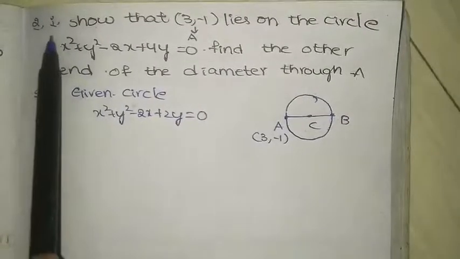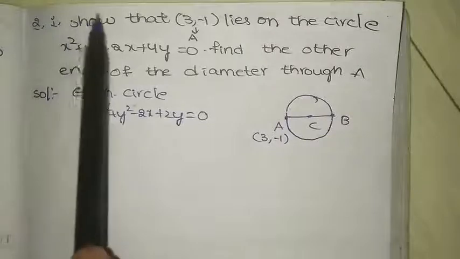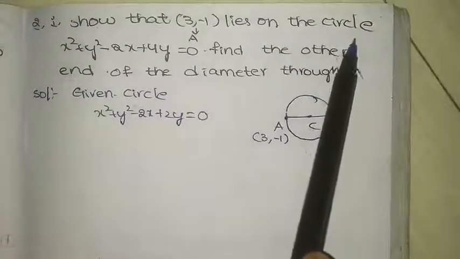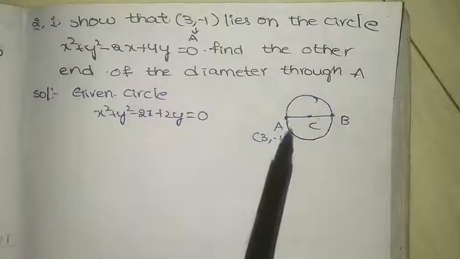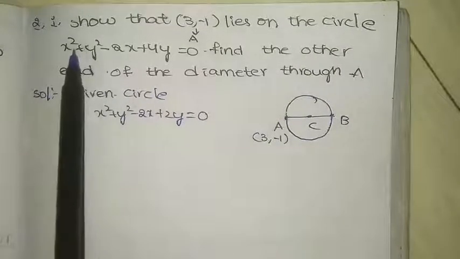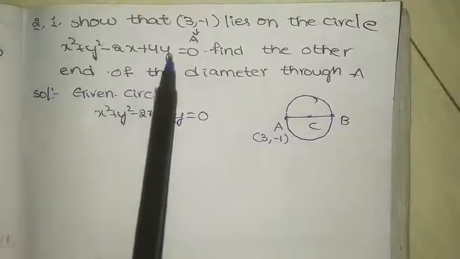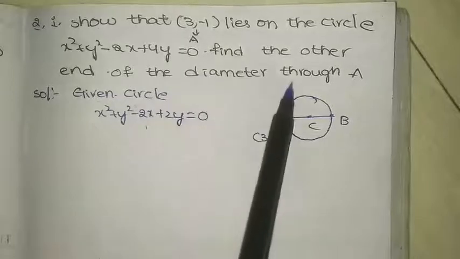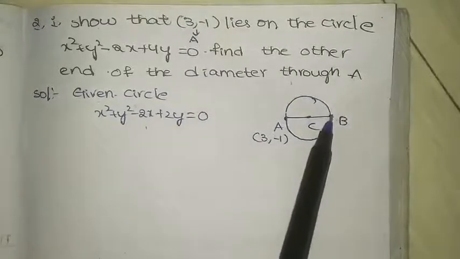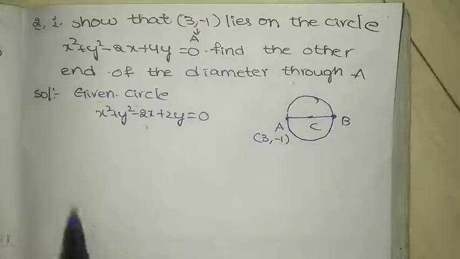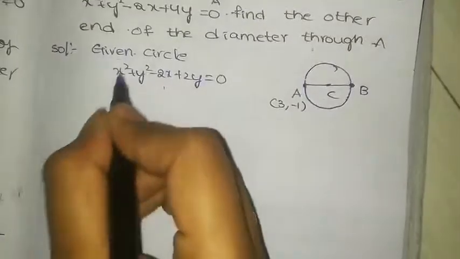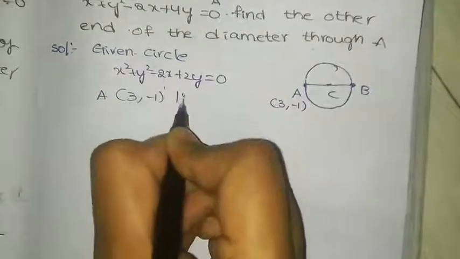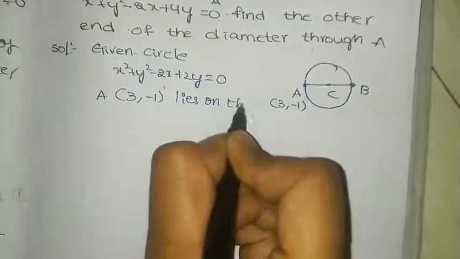In second Roman we have 2 problems. The first one is to show that point A, 3 comma minus 1, lies on the circle. And x square plus y square minus 2x plus 4y is equal to 0 is the given circle. Find the other end of the diameter through A. So they asked us to find the other end. They given that the circle equation is here, and A is 3 comma minus 1.